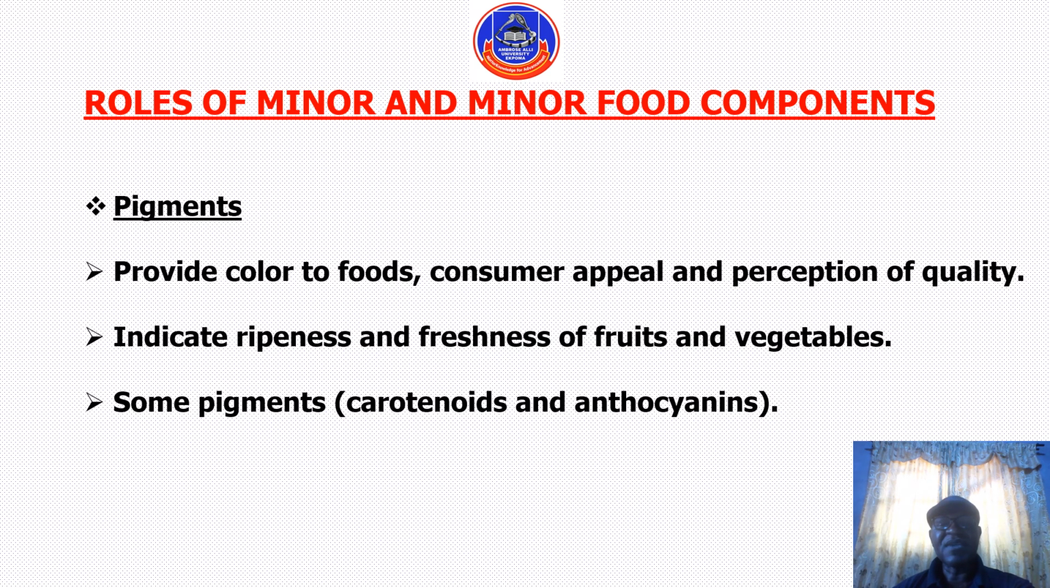Pigments indicate ripeness and freshness of fruits and vegetables. Of course, none of you will buy a vegetable in the market that is yellow in color, except that the plant is naturally yellow in color. Otherwise, nobody will buy it. Now, examples of some pigments are carotenoids and anthocyanins.